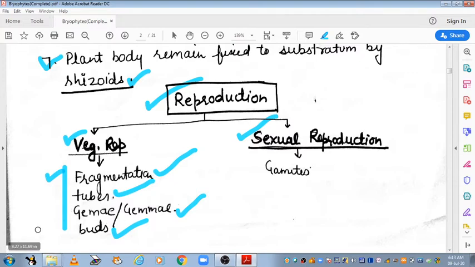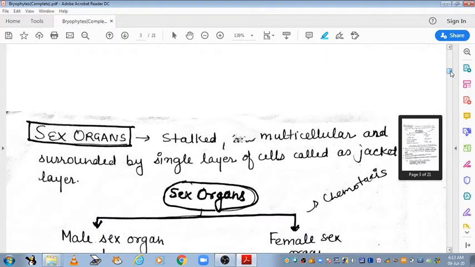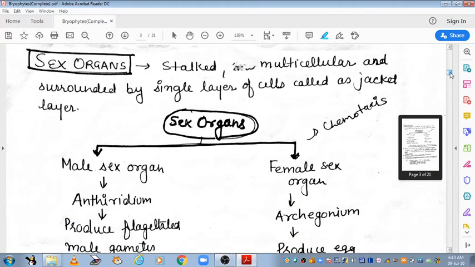Gemmae, these are special buds which when detached from the plant body, form a new organism. And buds, this stage is present in mosses. We will discuss it later. Now, sexual reproduction, gametes are formed in special structures. Now, let's move to the next point, that is sex organs.